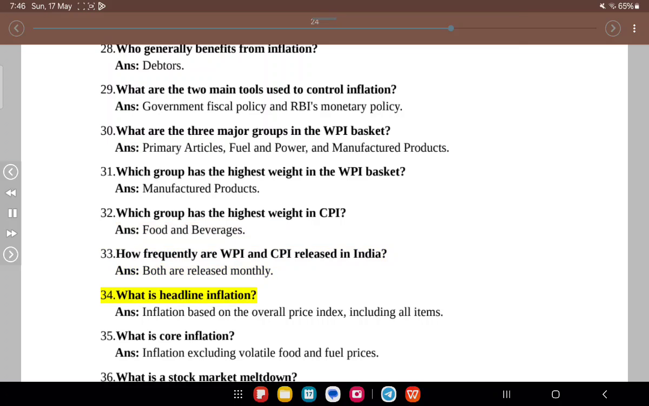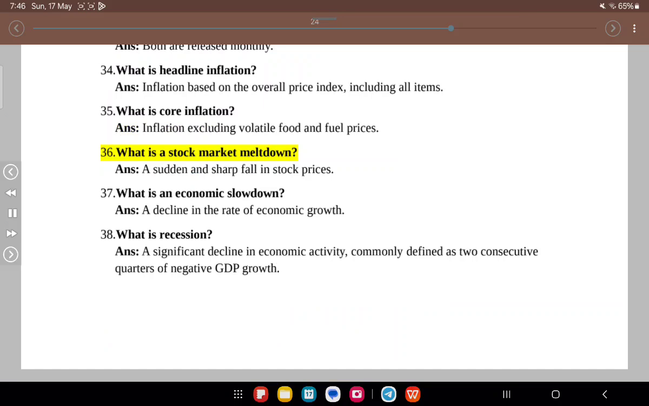34. What is headline inflation? Ans. Inflation based on the overall price index, including all items. 35. What is core inflation? Ans. Inflation excluding volatile food and fuel prices. 36. What is a stock market meltdown? Ans. A sudden and sharp fall in stock prices.